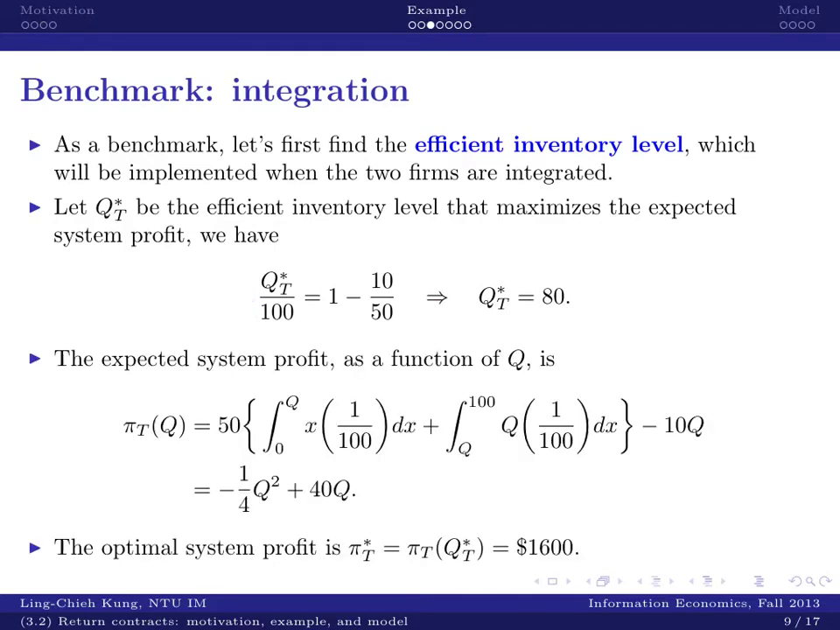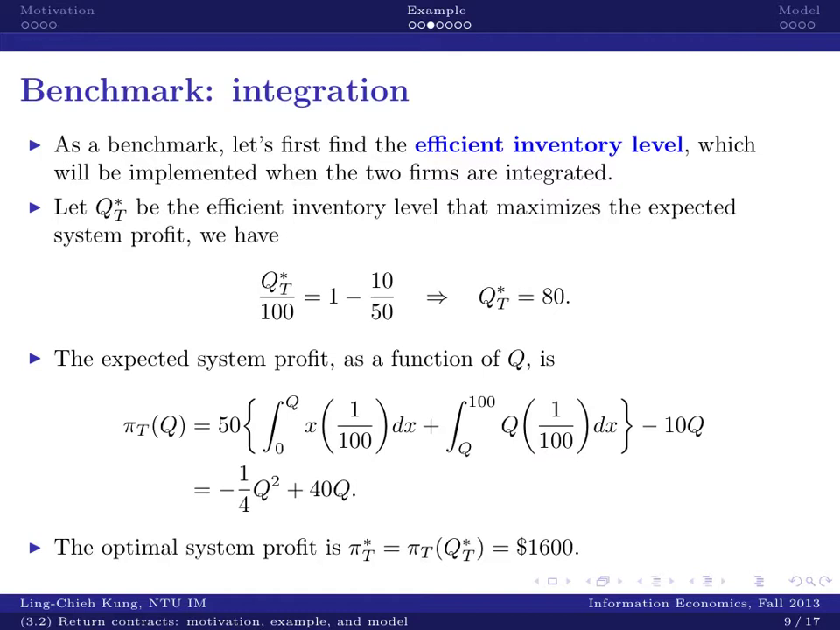Okay, in this case, the expected system profit is something we want to maximize. If we first find it as a function of Q, it can be calculated like this: unit price times the two possible cases to sell products. If the demand is between 0 and Q, we're going to sell the demand quantity. If the demand is higher than Q, we're going to sell the inventory quantity. This is the expected sales, times 50 is the expected sales revenue, minus 10Q. This is the amount we definitely need to pay to produce these products.